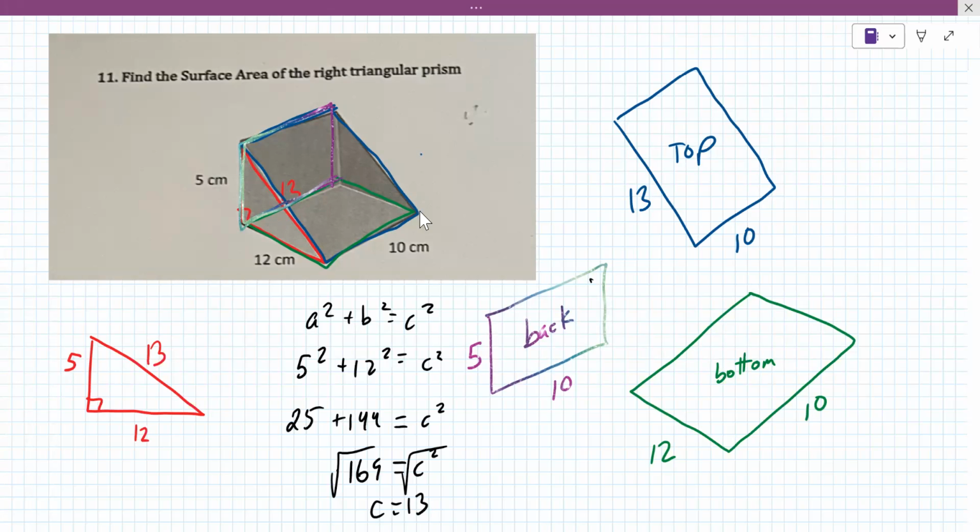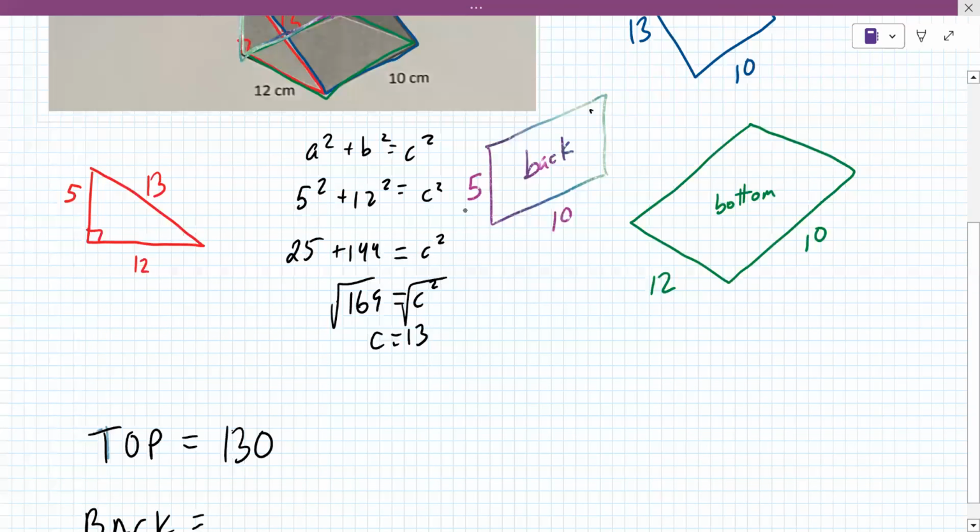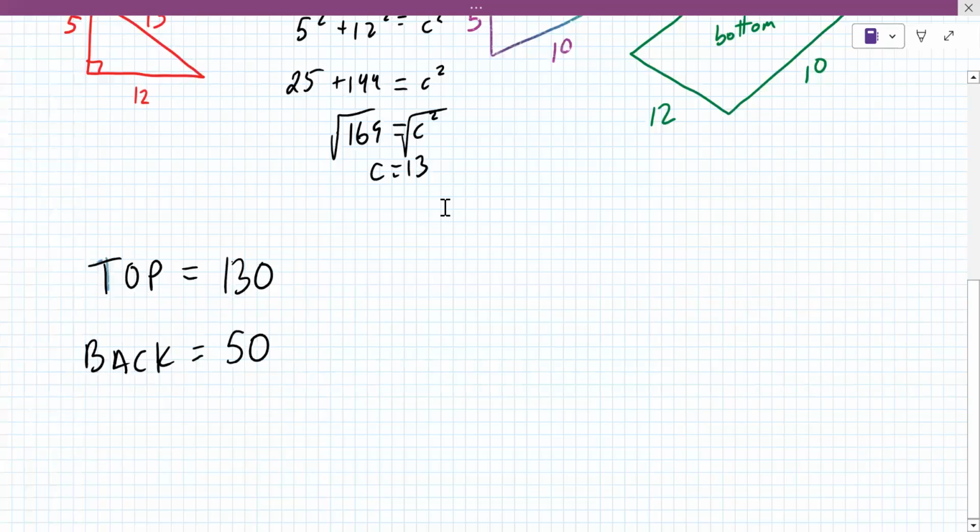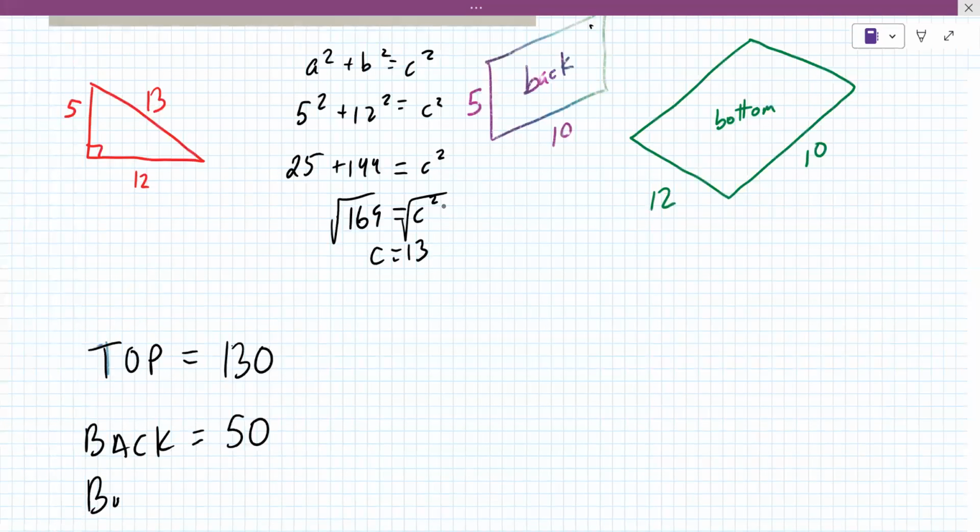All right, and now, 5 times 10 is 50. Okay, so the back is 50. What about the bottom? Give me the area of the bottom. 120. Okay, and how about the triangle, which is really the side, we'll say.